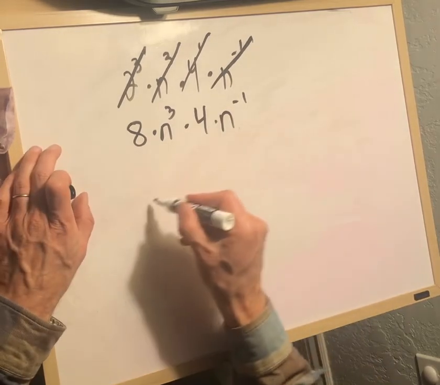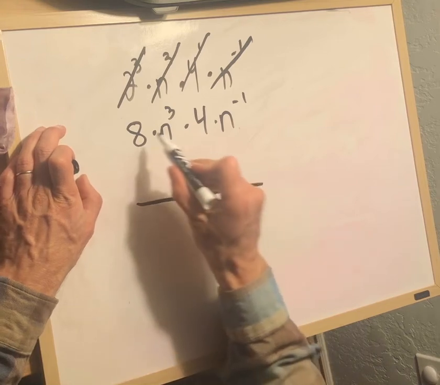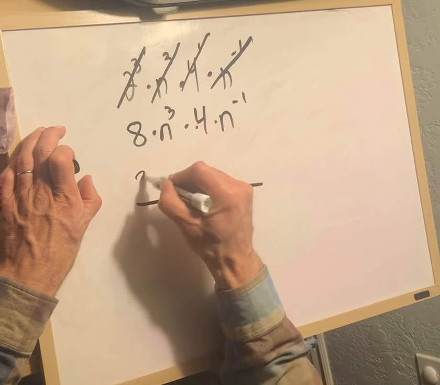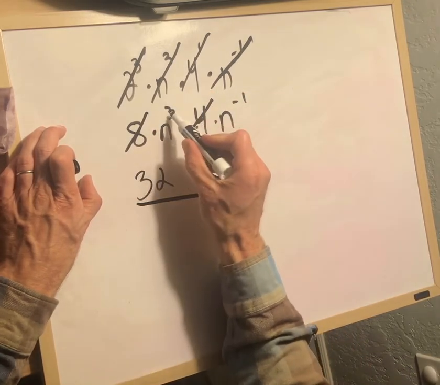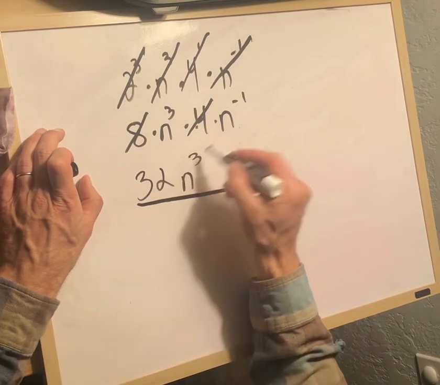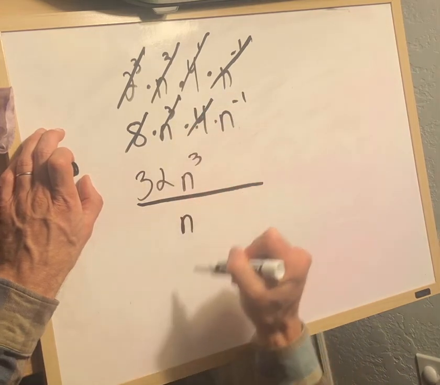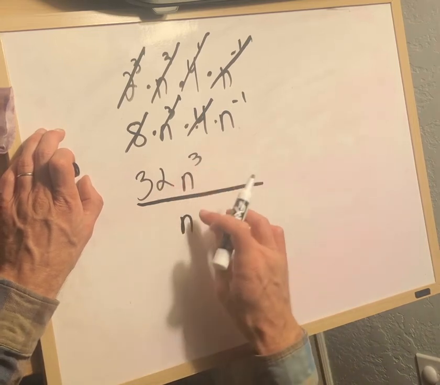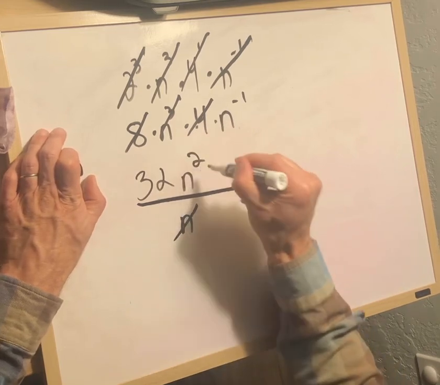Now I have a negative exponent, so I'm going to make a blank fraction. And I'm going to go step by step. 8 is going to stay on top. 4 is going to stay on the top. 8 times 4 is 32, because I multiply these 2 numbers together. N to the third stays on top. The reason I say it stays on top is because there's no negative exponent. N to the positive first goes in the bottom. Now I can simplify. 32 n to the third over n, I can get rid of 1 n, leaving me with n squared. And this is my answer.